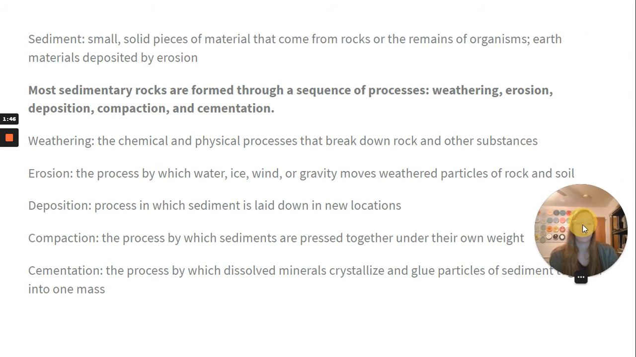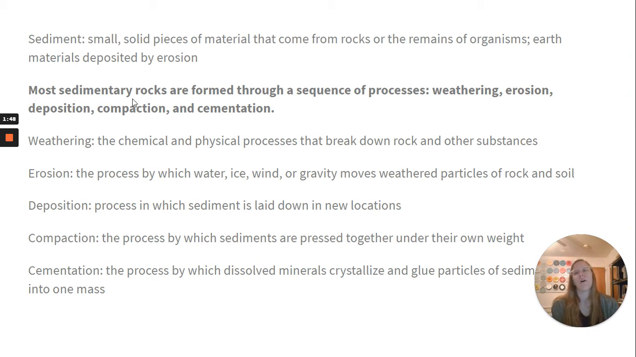So we have our first vocab word, and that's sediment. Small, solid pieces of material that come from rocks or the remains of organisms. They're earth materials deposited by erosion. So most sedimentary rocks are formed through a sequence of processes: weathering, erosion, deposition, compaction, and cementation.